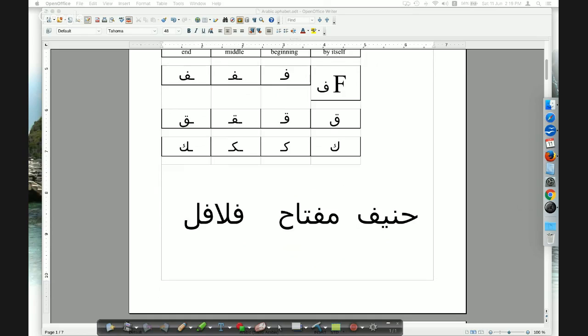Now Hanif, if you see with me here, let us write it together. This is the letter Ha in the beginning. Simply let us make the letters by themselves. Ha, and then letter Na, and then letter Ya, and then letter Fa. And now let us connect. Just connect.